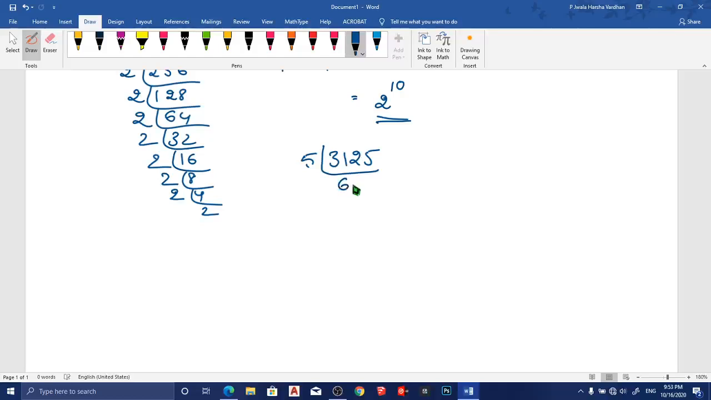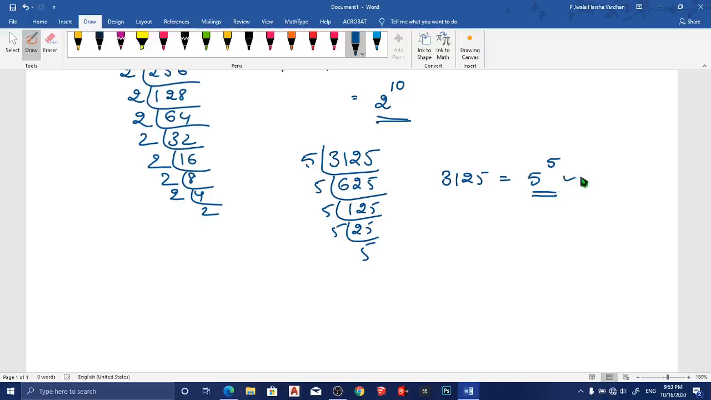So 5 how many times here? 5 sixes are 30 here, 5 twos are 10, 5 fives are 25, here 125, here 625, here 3125. How many times? 1 2 3 4 5. So now what is the exponential form of 3125? 5 raised to the power of 5. Simply you can write this in the form of 5 raised. No need to write 5 times and multiplying with into like that.